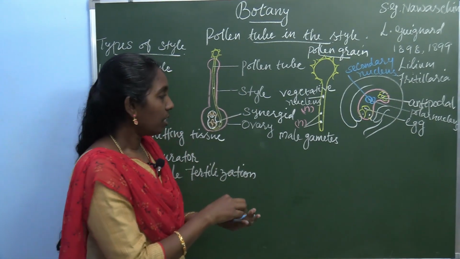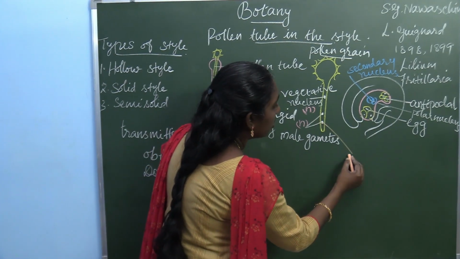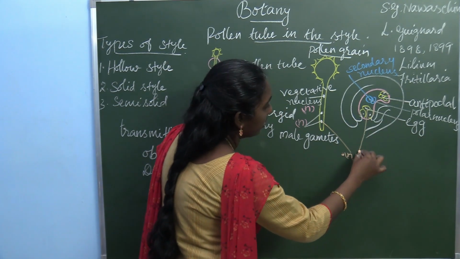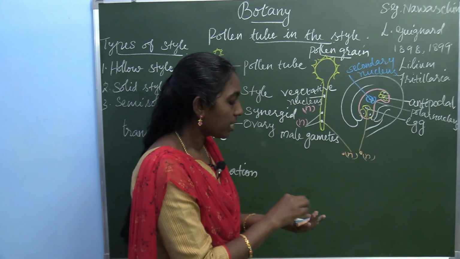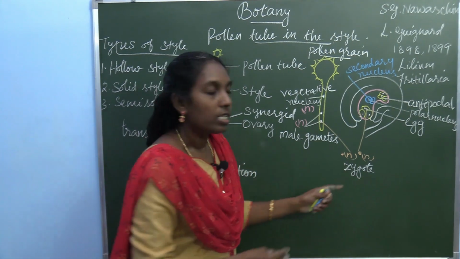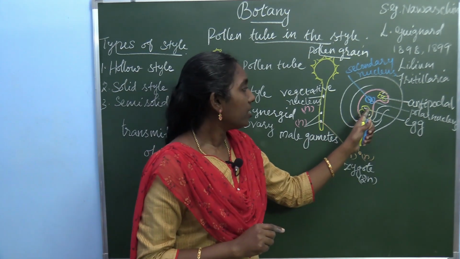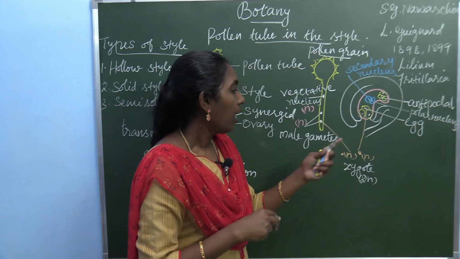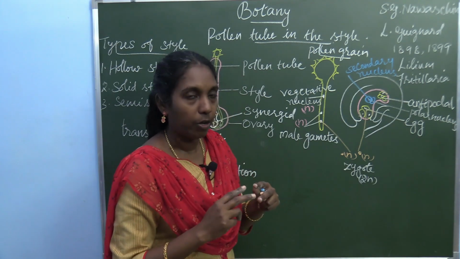In double fertilization, the first male gamete, one of the male gametes, this N, fuses with the egg. This egg cell is also N. So, N plus N forms the zygote, formation of the zygote. Now, the zygote is 2N, diploid, because the male gamete is N and the egg cell is N, haploid. Both haploid cells fuse together and it becomes diploid, 2N. So, the zygote is 2N, diploid condition.